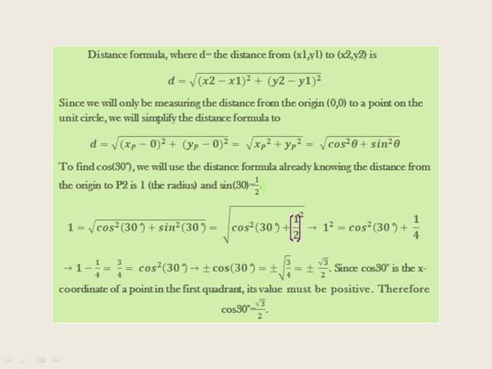Since cosine of 30 degrees is the x-coordinate of a point in the first quadrant, its value must be positive. Therefore, cosine of 30 degrees equals square root of 3 divided by 2.